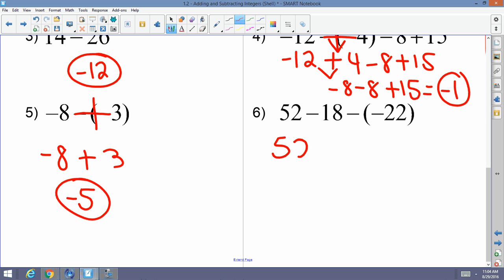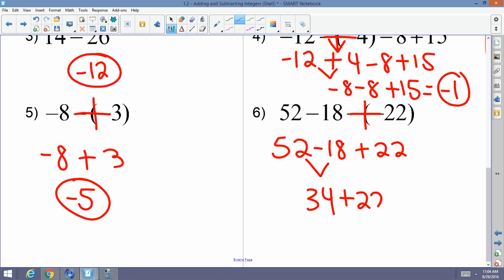Then I've got 52 minus 18 minus a negative 22. Let's make that a plus because a negative times a negative is a positive. 52 minus 18 is 34. And it's positive because I have more positives than negatives. Plus 22, which is 56. Because when I am adding the same signs, I add and keep the sign.